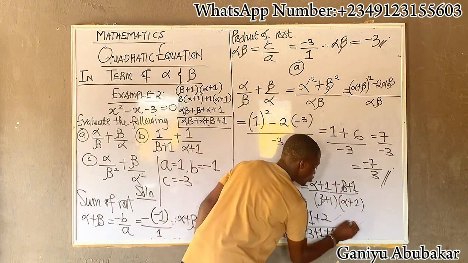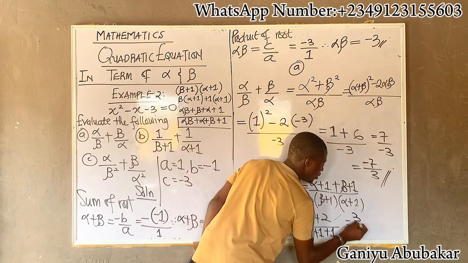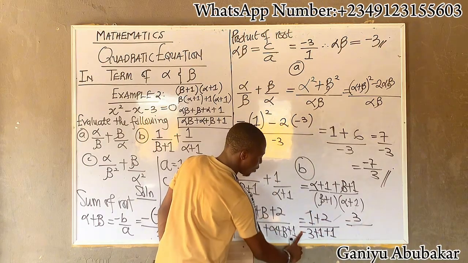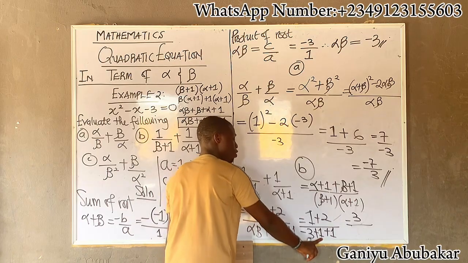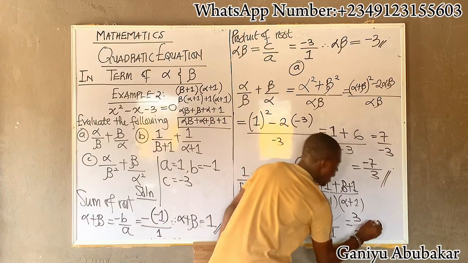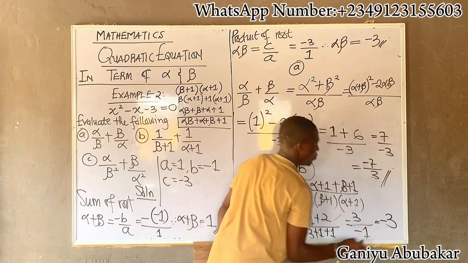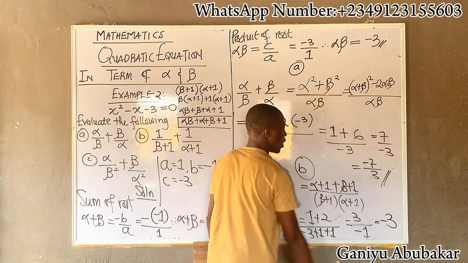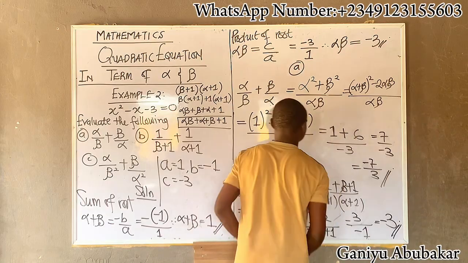This is now equal to 1 plus 2 is 3, all over minus 3 plus 1 minus 2, minus 2 plus 1 minus 1. So I have minus 1. Final answer becomes minus 3. We said minus comes up. So I have minus 3 as my answer to this question.